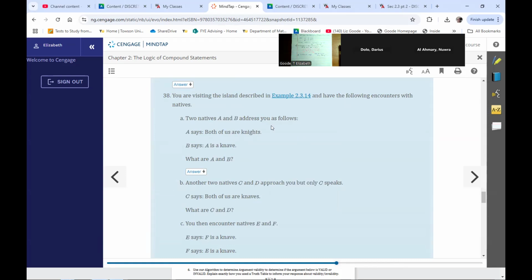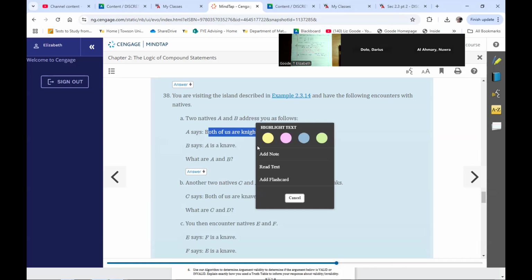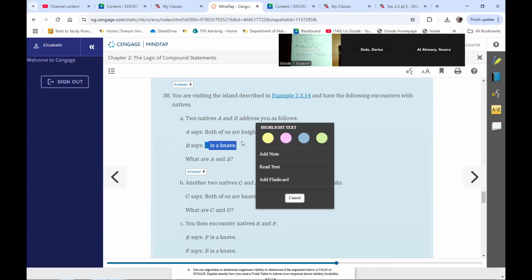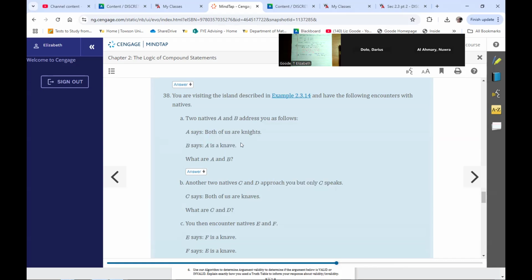So here's the first one. Two natives address you as follows. Native A says, both of us are knights. B says, A is a knave. What are A and B? I think they're both lying, so I think they're both knaves. But if they're both knaves, B said A is a knave. B didn't say anything about himself. So B would be telling the truth if they're both knaves.